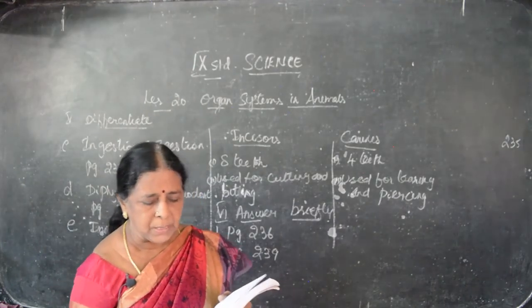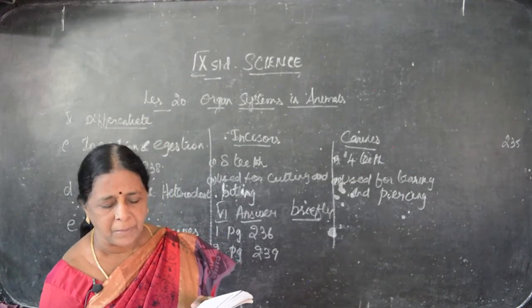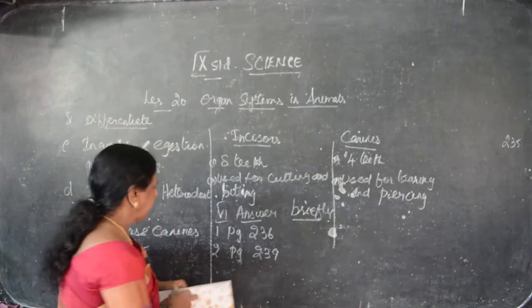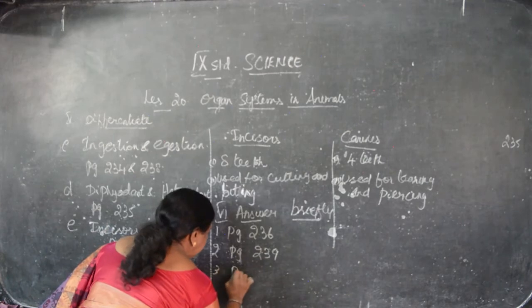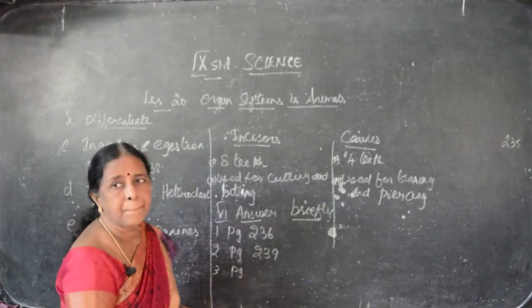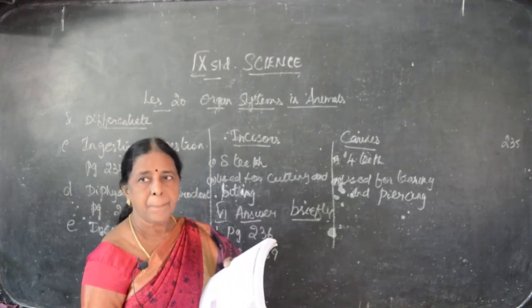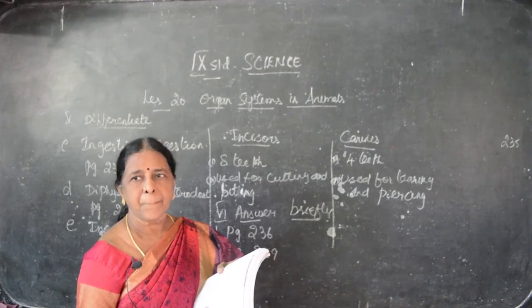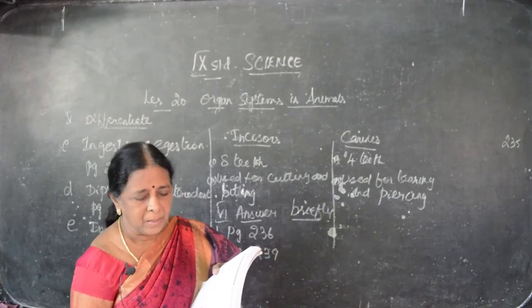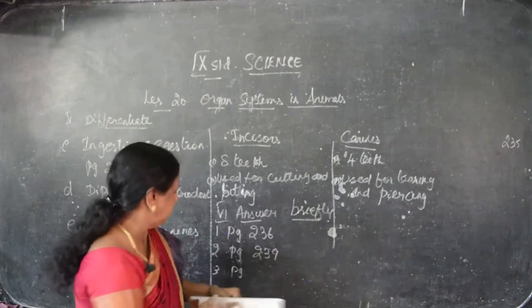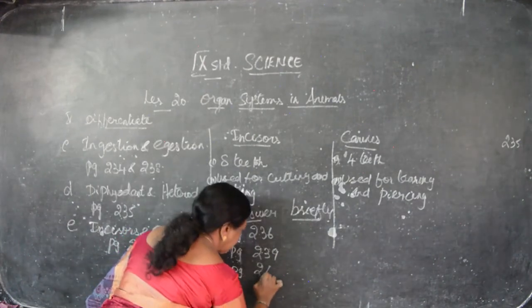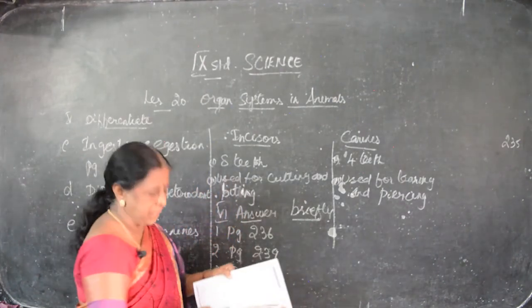And the next one is mention any vital functions of human kidney. It's in page number 240.